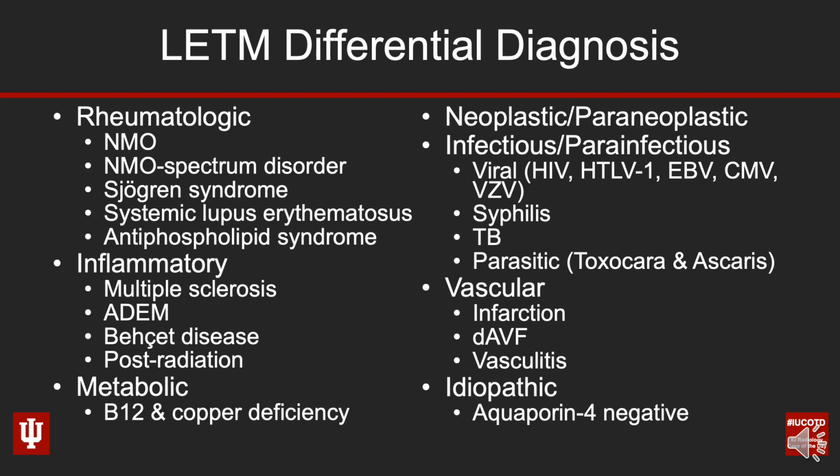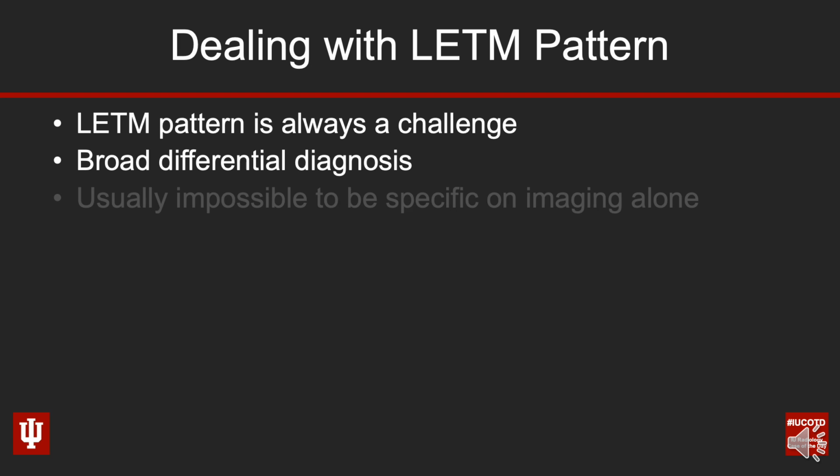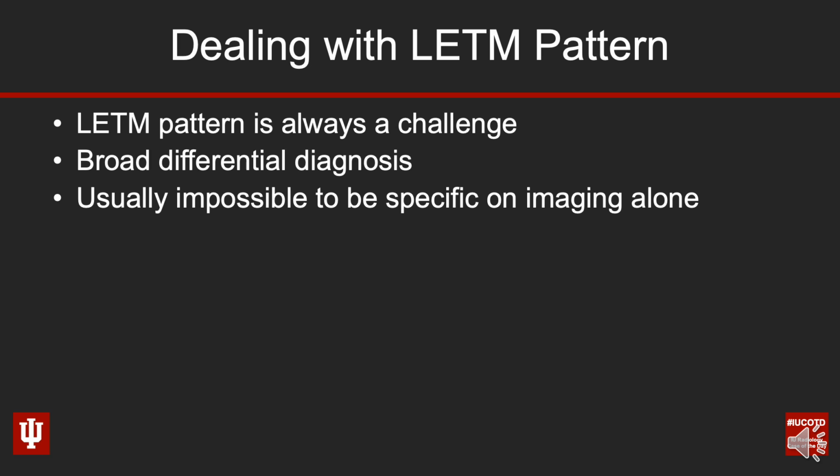exactly what's causing it. These longitudinally extensive transverse myelitis patterns, well, I think it's always a challenge. One of the problems is, as you saw on that last slide, the differential diagnoses are incredibly broad, and in my experience, I think it's virtually impossible to be highly specific with your diagnosis on imaging alone in most cases. This case, however, we were able to come to a very specific diagnosis based on some corner findings.